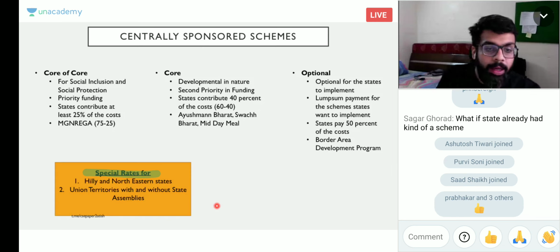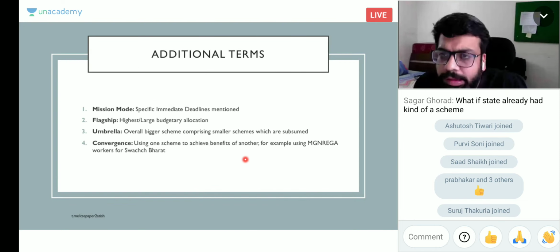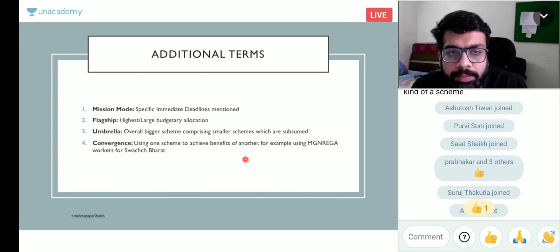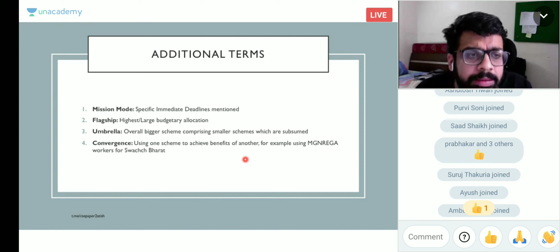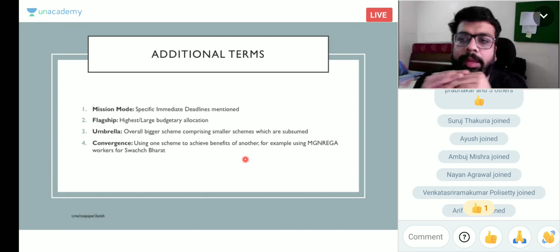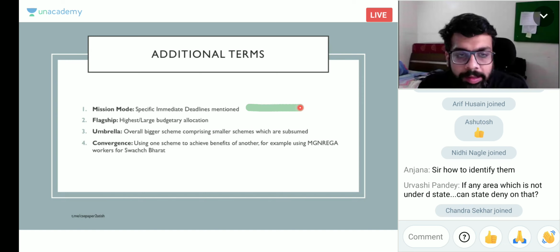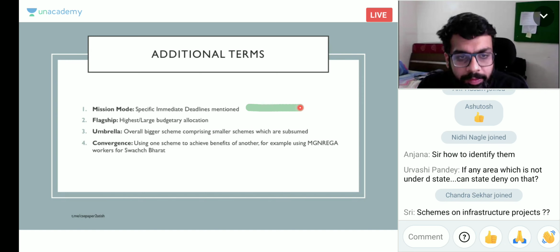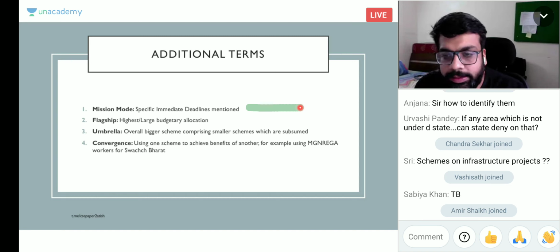All right. Now we'll move on. There are some additional terms that you need to know that you would possibly come across in and around your study of the schemes. First, what is a mission mode? Mission mode is basically any scheme. A scheme will have multiple deadlines, will have multiple targets. For example, Swachh Bharat would have, let's make India open defecation free by X date, or construct X number of toilets by X date.